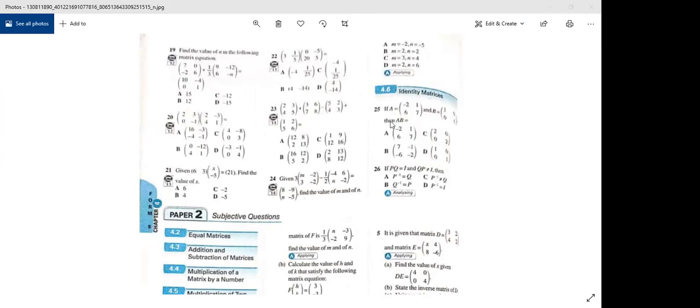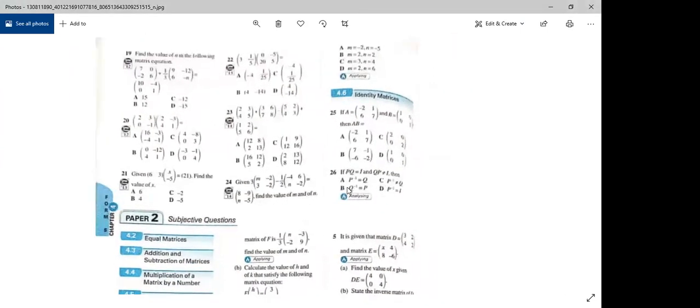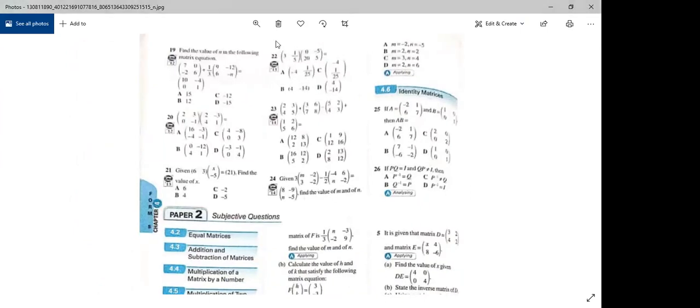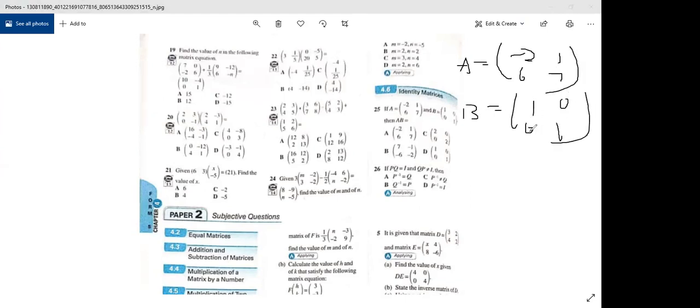Okay, identity matrix. So I teach you these 2 questions for identity matrix. So 25, 26. Okay, 25. If A equals -2167 and B equals 1001, then AB is what? C and D must be wrong already, because B is this one. So we just multiply and get the product.